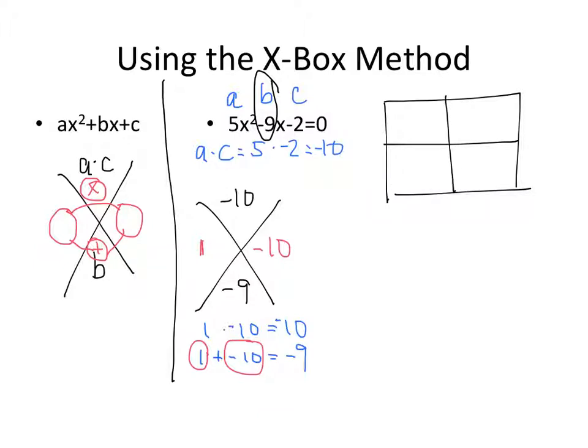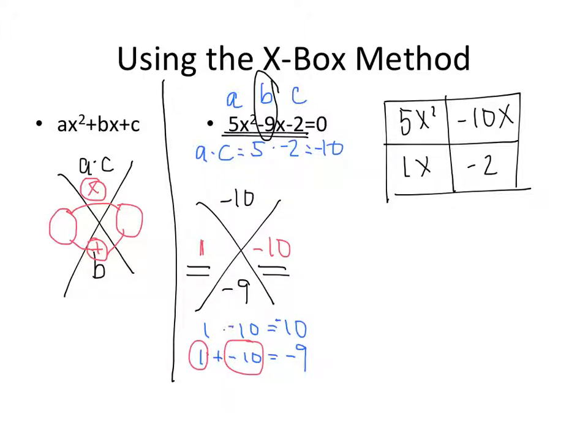I know that my box is pretty easy to set up because it's going to be everything that my standard form is worth. So here's my 5x squared, and the negative 2 goes here. Instead of putting in negative 9x, I was able to split it up into 1 and negative 10. So here's going to be 1x, and there's negative 10x.